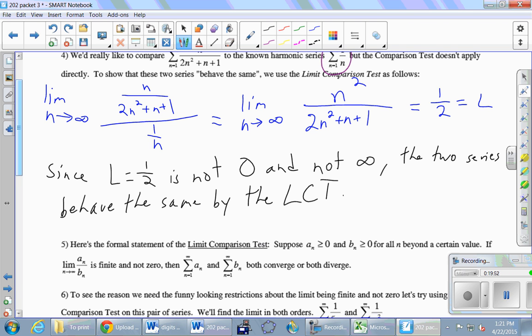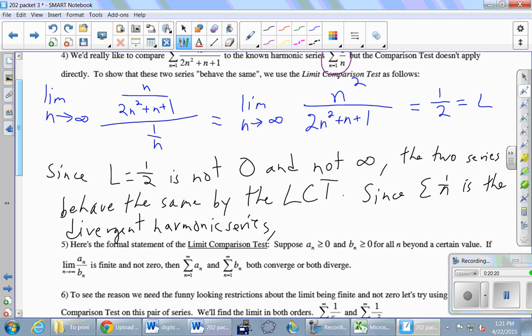Okay. All right, so we got to finish. We're not quite done. What did we say about the purple series here? Diverges. That's the harmonic. So what about our series? Also diverges. So then we'll just say, since sum over n, 1 over n is the divergent harmonic, then our series, and I'm just going to write it, also diverges.